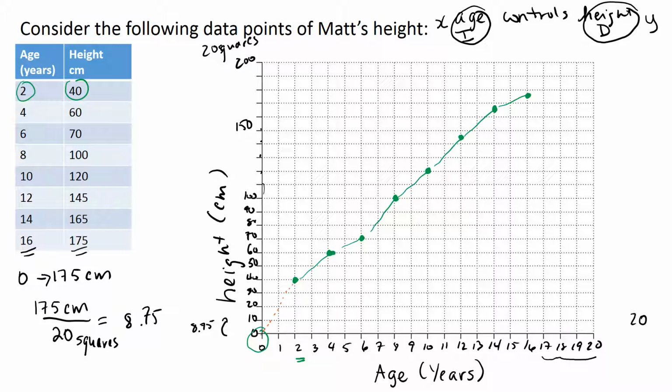Don't connect that point, because at 0 years old he is not 0 centimeters. He was born with some kind of height. We just don't know what it is. We could use the graph to estimate it, but it is not 0, 0.